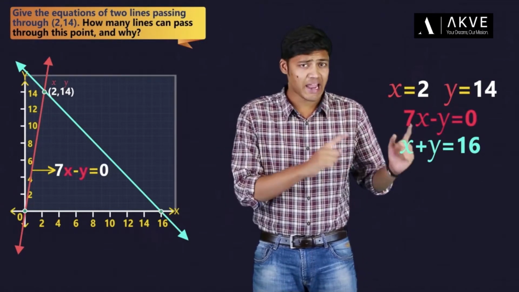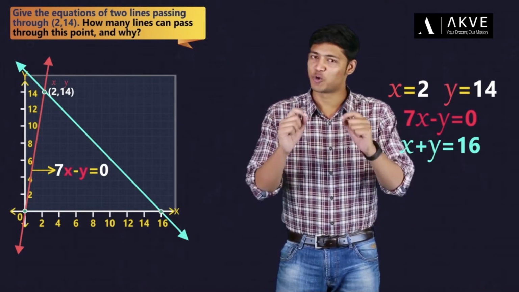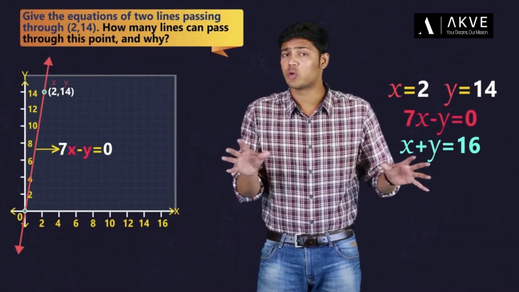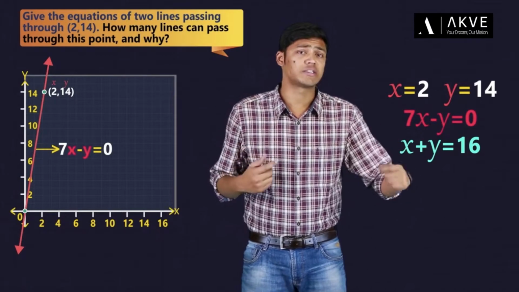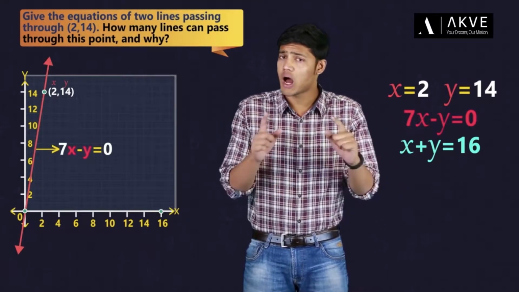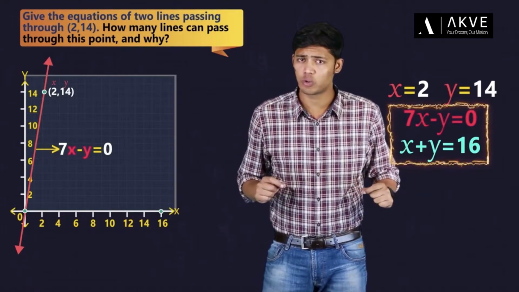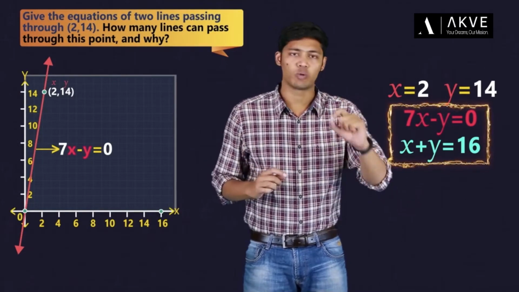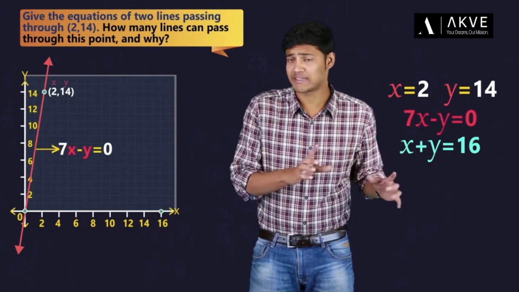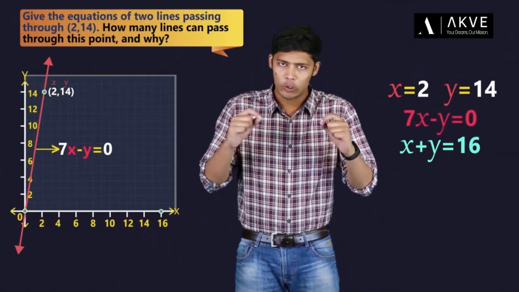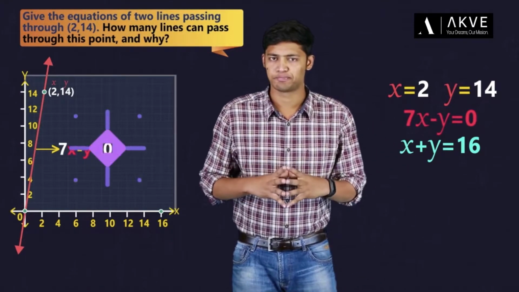that the lines pass through the point (2, 14). So, the two equations of the lines passing through the point (2, 14) are 7x minus y equal to 0 and x plus y equal to 16. This completes the first part of the question. Now let's move to the second part of the question.